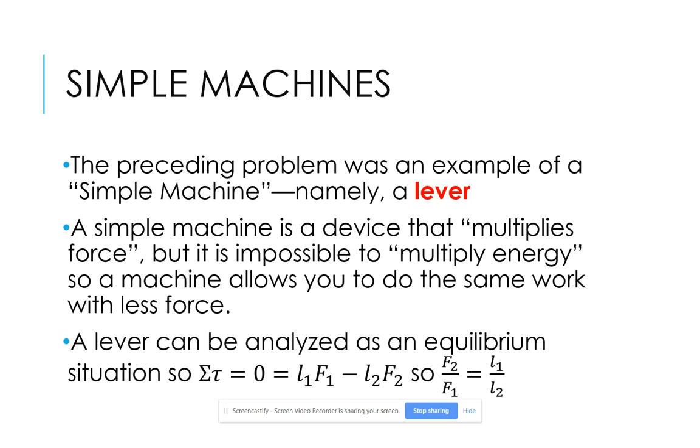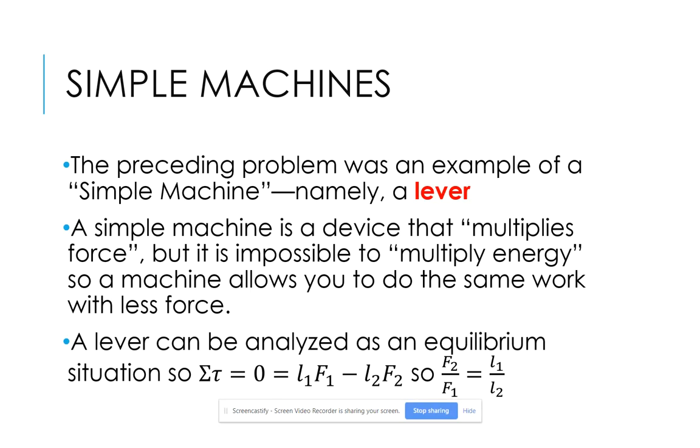are devices that make it easier to do work. It's real important to be clear. Simple machines don't do more work than you do on them. In fact, because life is never perfect, a simple machine is probably going to absorb some energy, so it's going to do less work than you do on it. So you lose energy by using the simple machine. But what it gains you is it allows you to move a heavy object with a smaller force. So it multiplies force, but does not multiply energy.